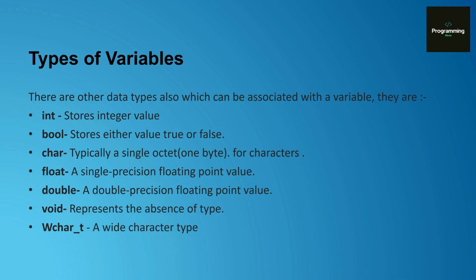Void represents absence of type. So let's say we have data which doesn't have any data type, then we can represent that as void. And last we have wchar_t. A wide character is similar to the character, the only difference being that a wide character stores 2 bytes or sometimes 4 bytes depending on the compiler, whereas character only stores 1 byte.